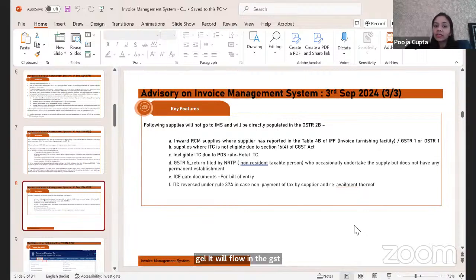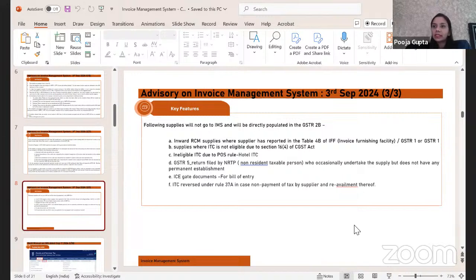Third one is that if we are not eligible to take the input tax credit by virtue of section 16(4). Section 16(4) talks about the time limit for taking the input tax credit. The time limit is basically the 30th November or the due date of furnishing the annual return for any financial year. Post that, the invoice will not flow into the IMS dashboard, as we have already discussed. Next one is the non-resident GSTR 5.